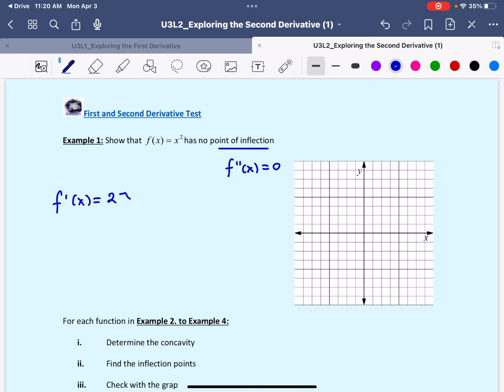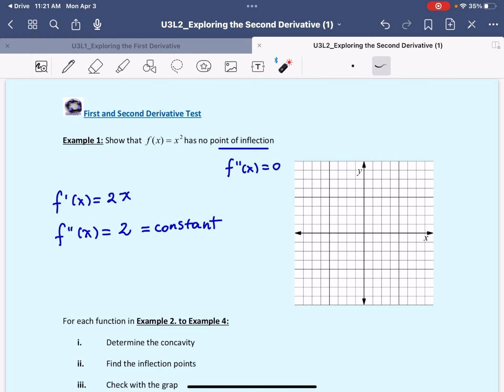In this case, it would be 2x, and then the second derivative, which would be equal to the derivative of the first. The derivative of 2x is 2. So this is equal to a constant value, which means that there are no values of x that can make this equal to 0. So this is always going to be a number different than 0. And we know that the graph of this function will be the graph of a parabola with a vertex at (0, 0).